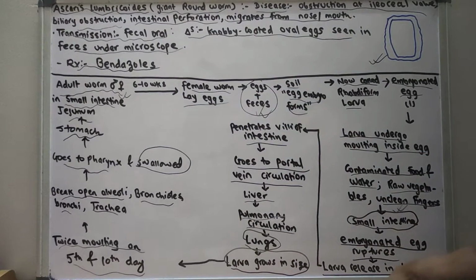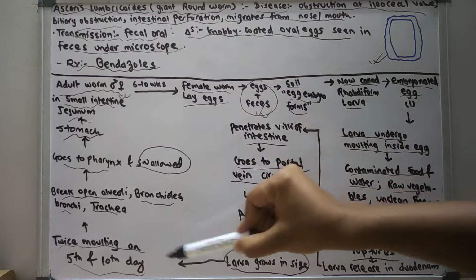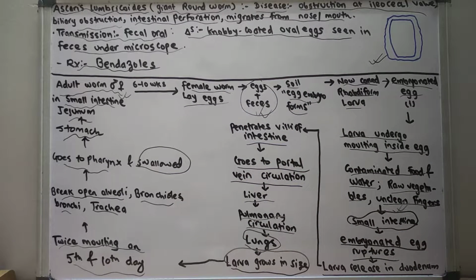Both male and female adult worms are formed. So again the whole life cycle is repeated. So this is the life cycle of Ascaris lumbricoides, also known as the giant roundworm.